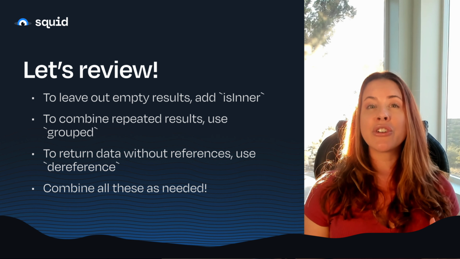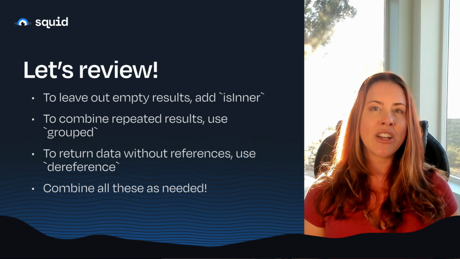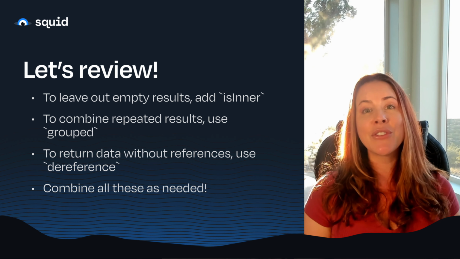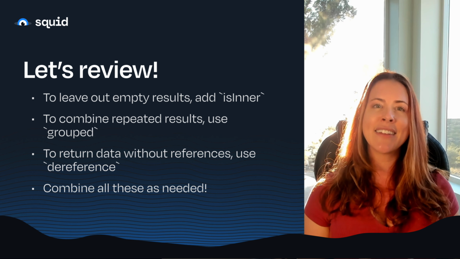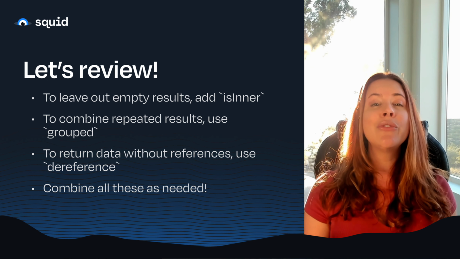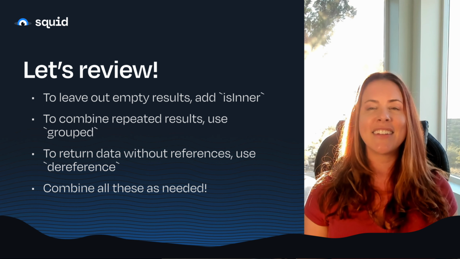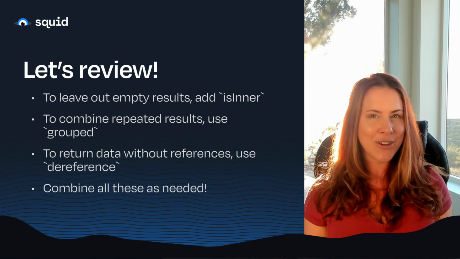If you don't want to return empty results, you can add the isInner attribute to an object as the join method's 4th parameter. To combine repeated results, use the grouped method. To return results as data instead of document data references, use dereference. Combine all of these capabilities as needed to perform unique and powerful queries across collections and data integrations.